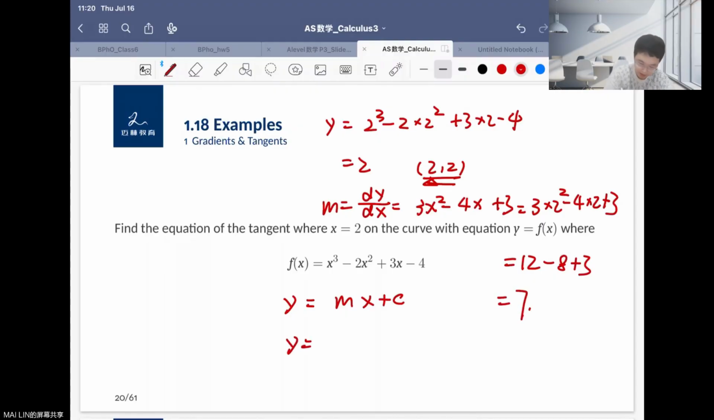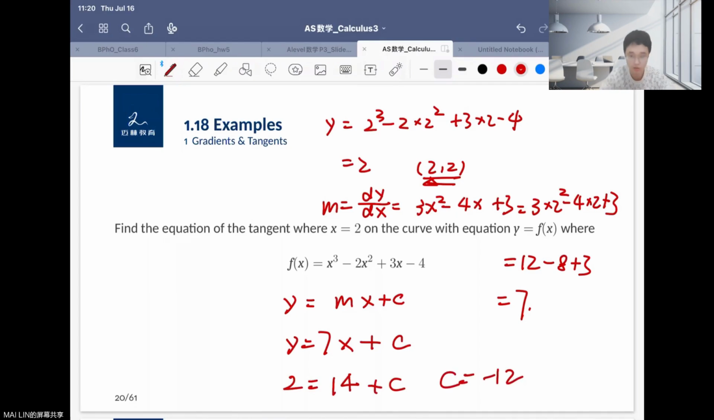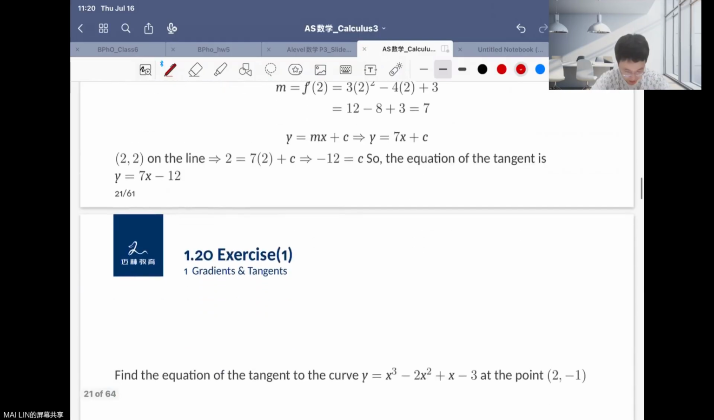So y equals 7x plus c. Also you can put (2, 2) into it, so 2 equals 14 plus c. So c equals -12. After we have c equals -12, we can put it in, and 7x minus 12 is our tangent function. So here it is.